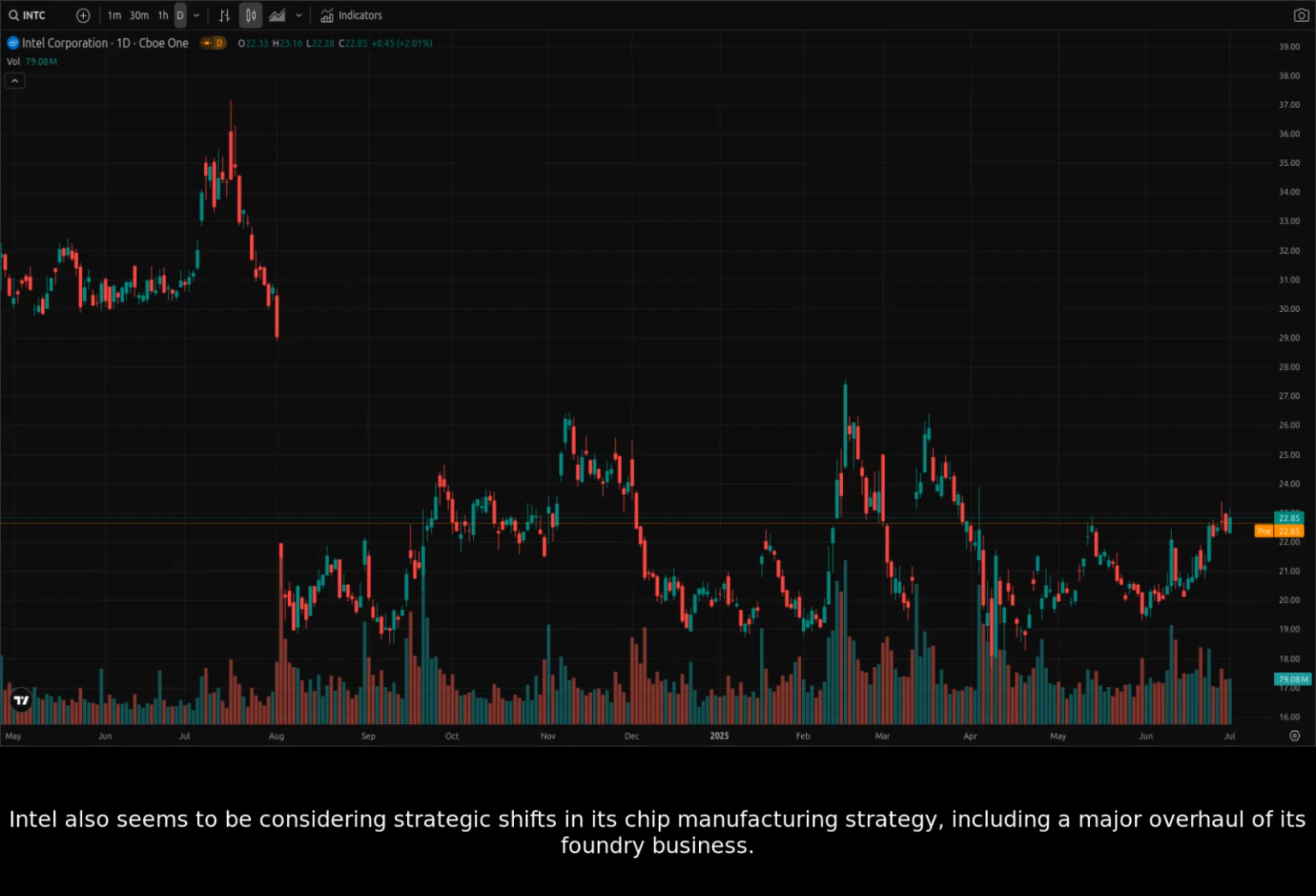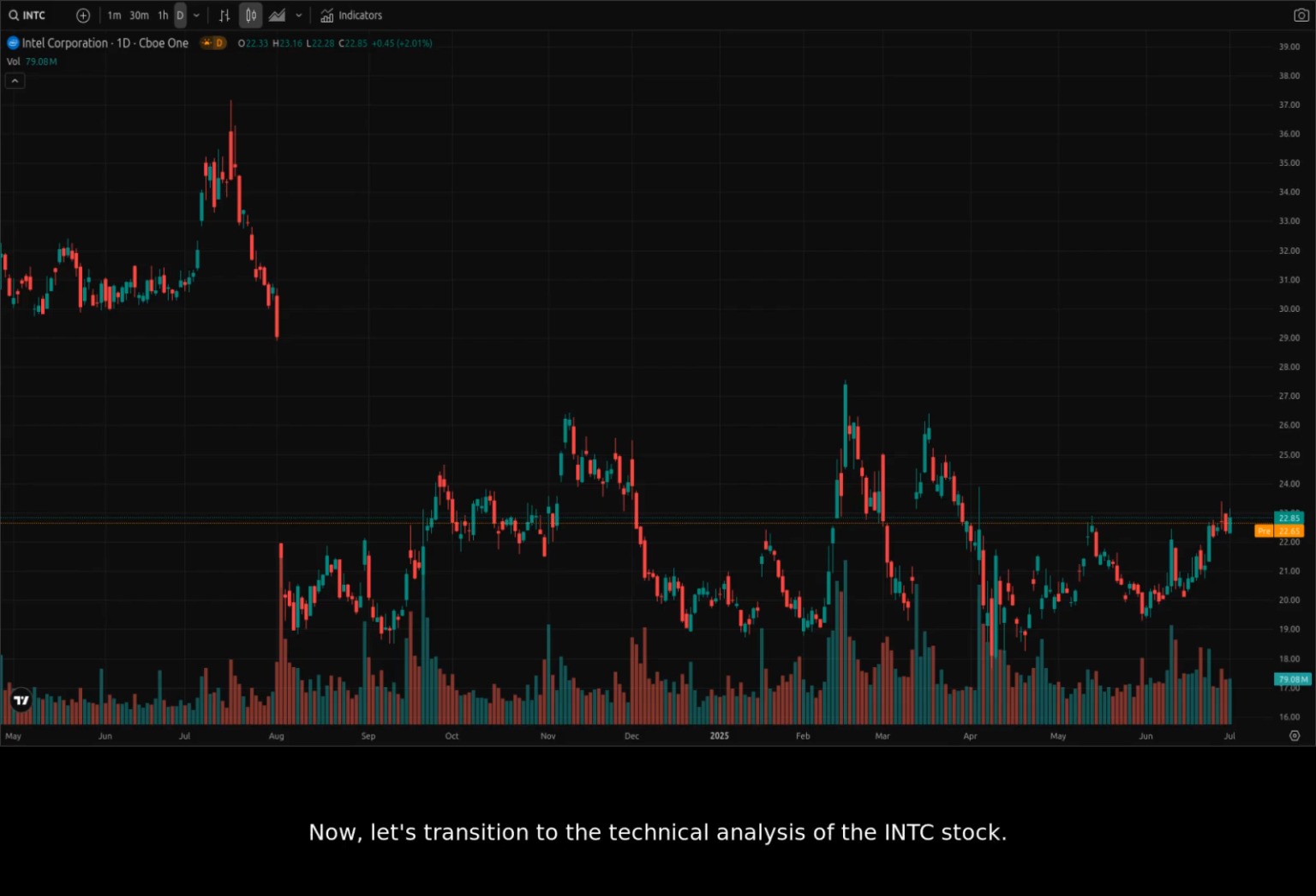Intel also seems to be considering strategic shifts in its chip manufacturing strategy, including a major overhaul of its foundry business. Now, let's transition to the technical analysis of the Intel stock.